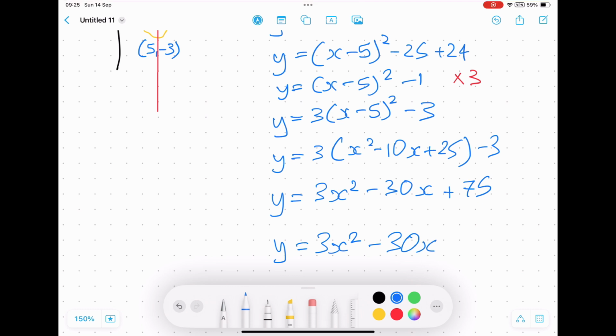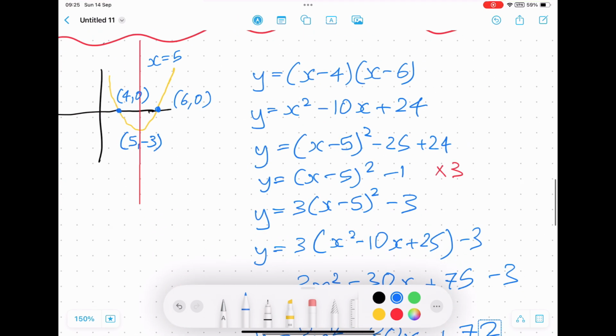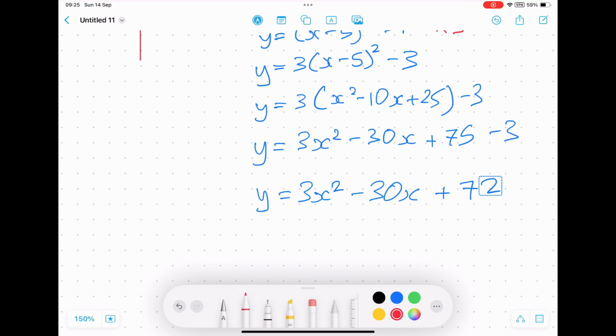So that's another approach, and it's just good to be aware of it. Using a line of symmetry, or using a symmetry inherent within a quadratic, is sometimes quite useful. And that's it. So there we go. a is 3, b is -30, and c is 72.